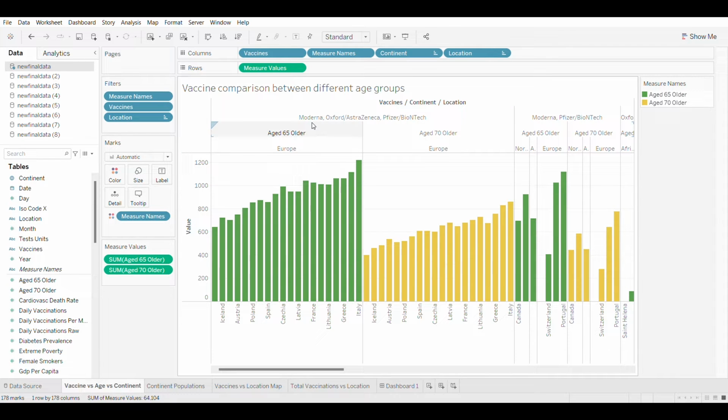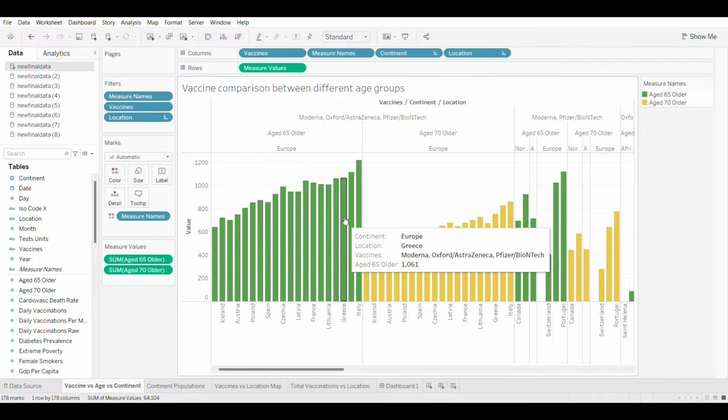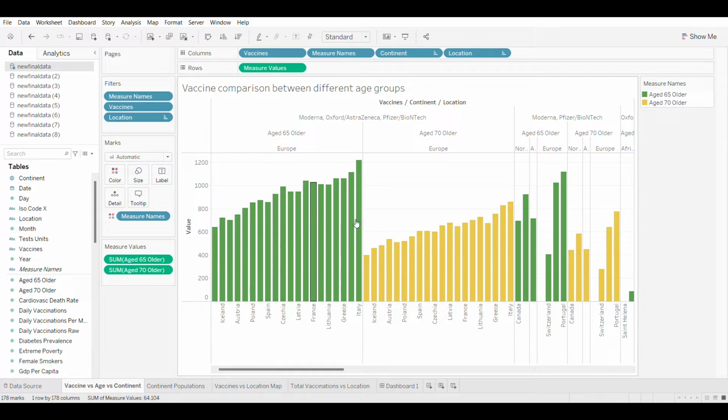So for suppose if we take this vaccine, it was used only in Europe, and in Europe age 65 older, for suppose, and these are the countries for that specific continent. So for suppose if we take Italy, the total vaccines used were around 1300, and age 65 older people were around 1220 people who have taken this vaccine in Italy in Europe.